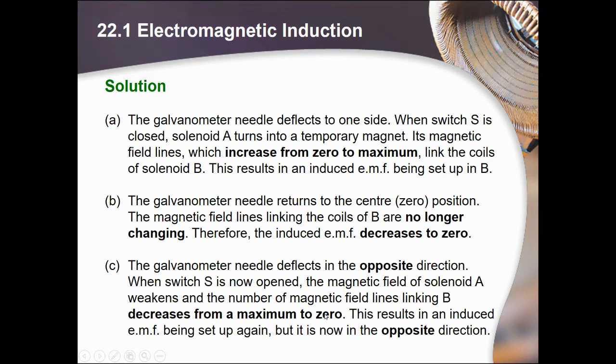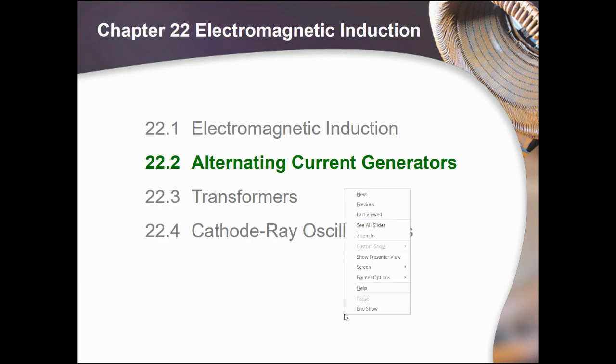So when I open the switch, the current decreases from maximum to 0. The magnetic field also decreases from maximum to 0, and therefore there is a change in magnetic flux linking to solenoid B, and this results in an induced EMF, but now it will be induced in the opposite direction, because just now the magnetic field increased from 0 to maximum, but now the magnetic field decreases from maximum to 0. So the induced EMF and the induced current will be in the opposite direction. So the galvanometer will deflect in the opposite direction. Okay, let's stop for now.